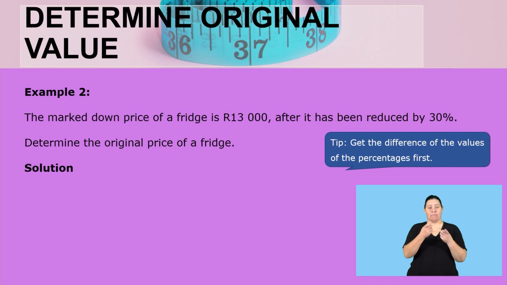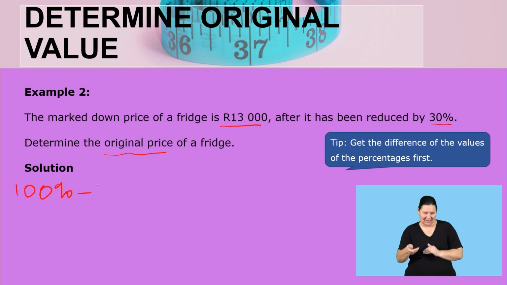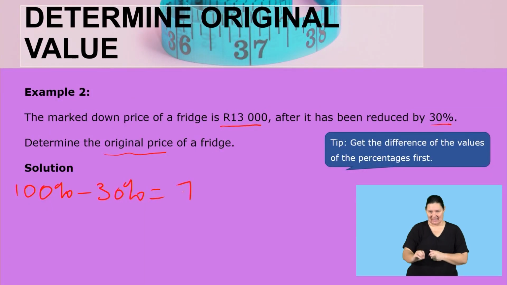The markdown price of a fridge, remember the markdown price means it's after it has been reduced, is 13,000 after it has been reduced by 30%. Now we need to determine the original price before the reduction. For us to determine the original price, we are going to subtract 30% from 100%. We can press the calculator together. 100 minus 30. Then we will have 70%.